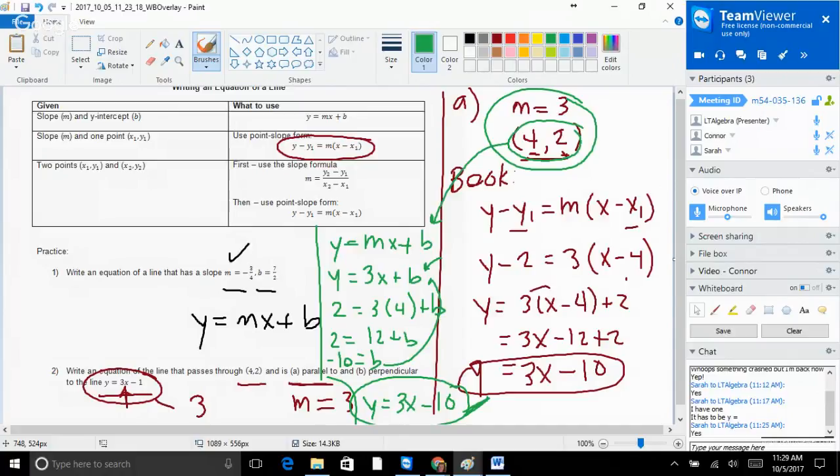Okay? Do either of you have a preferred method, or you don't do it enough to know which one you prefer? Sarah said either one. Yep. So, yeah, either one works. So then part B of this is, let's do the same thing, but a perpendicular line.